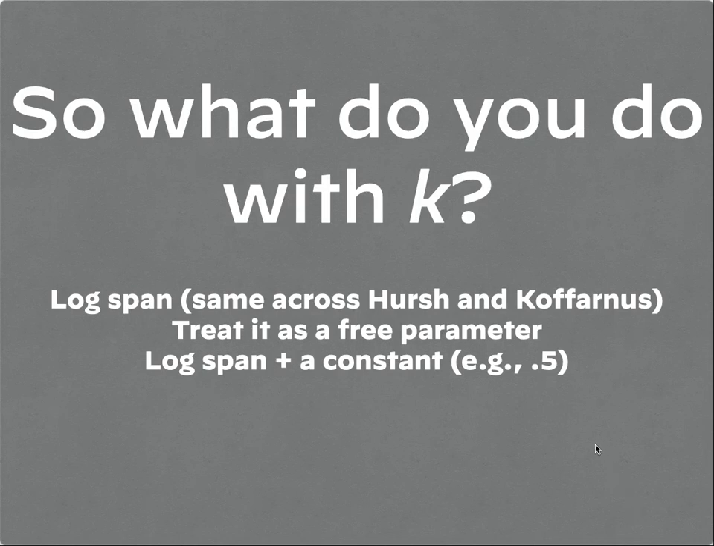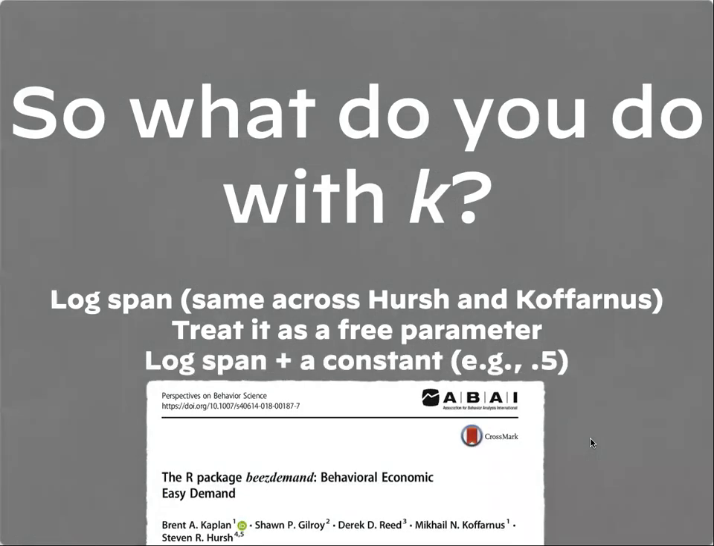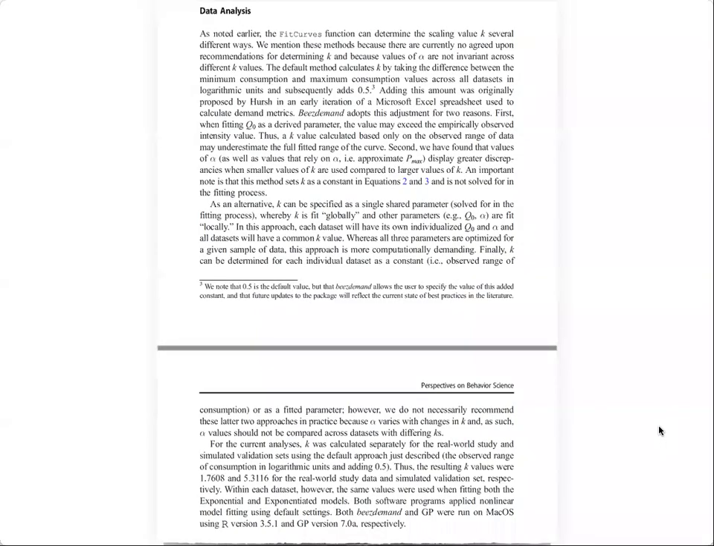So what I would advocate is if you really want to dig into this issue and to fully understand the demand model, you should check out the B's demand paper by Brent Kaplan et al. There is almost an entire page devoted to the issue of K. So this is a very serious consideration when you're doing demand modeling. It's not just an easy, arbitrary thing that you hold as a constant.